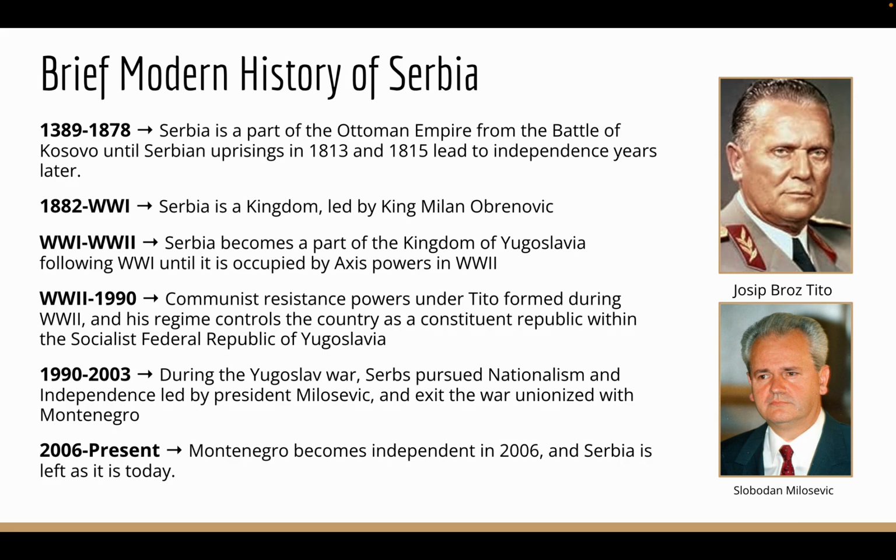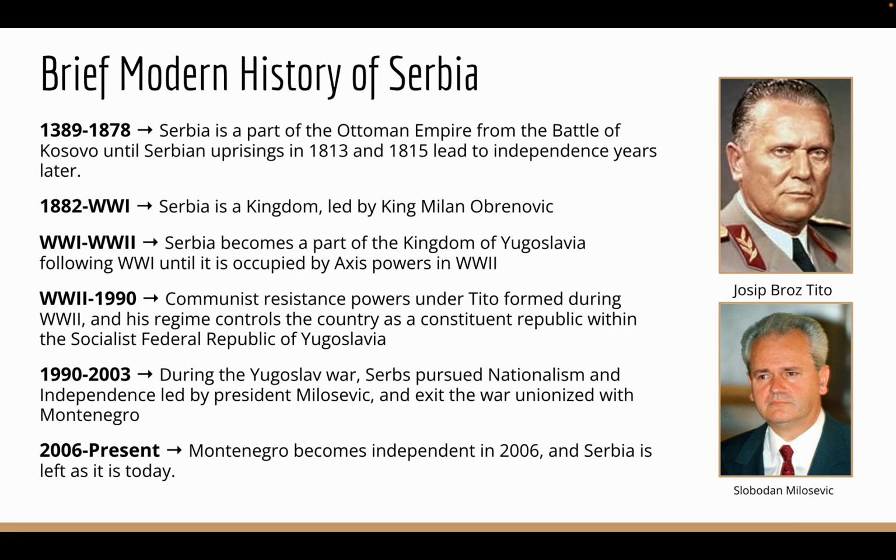So from 1878 until 1882, Serbia was kind of hanging in the balance between being controlled by the Ottoman Empire and being their own independent state. But in 1882, they became an official kingdom led by King Milan Obrenović. They lasted in this system until World War I, when they became a part of the Kingdom of Yugoslavia. They were part of the Kingdom of Yugoslavia until they were occupied by Axis powers during World War II.